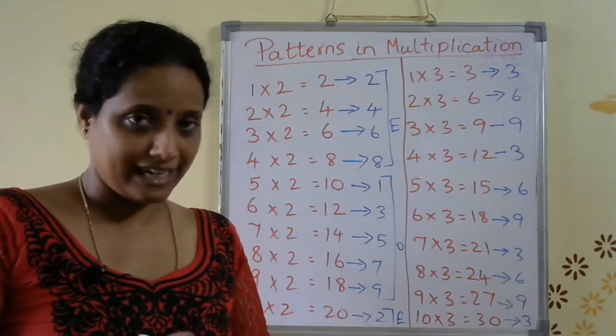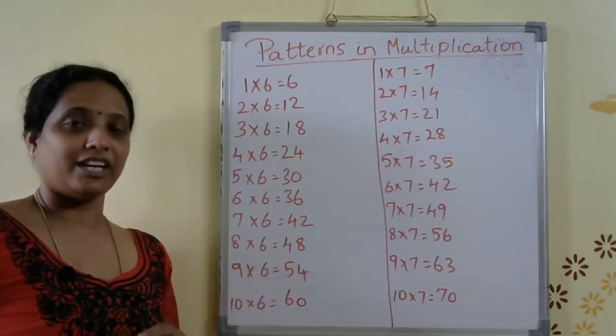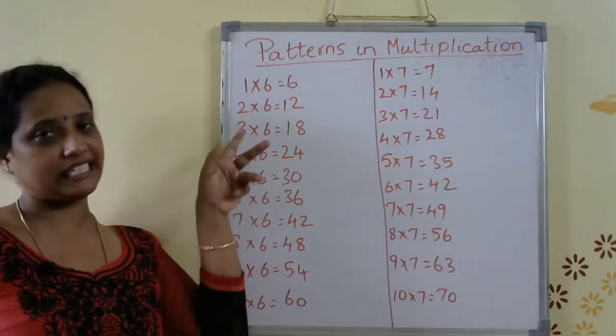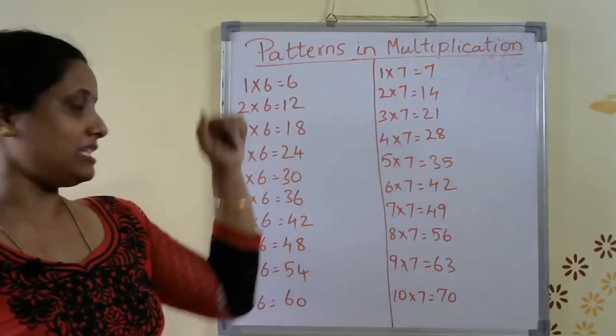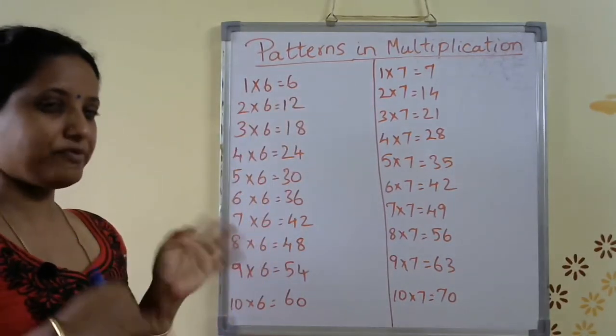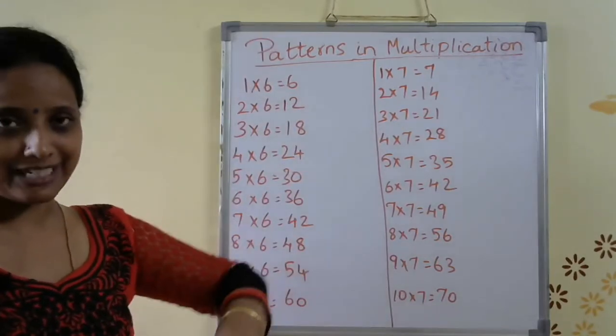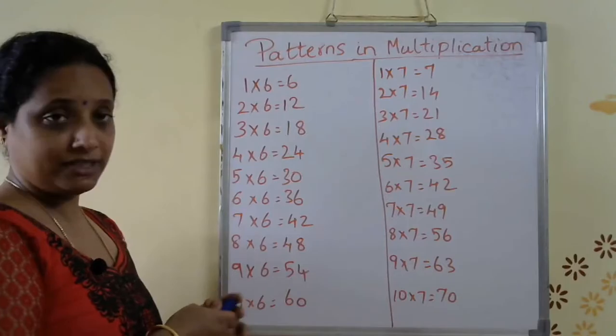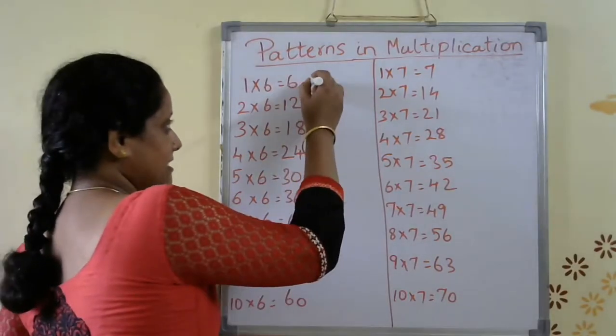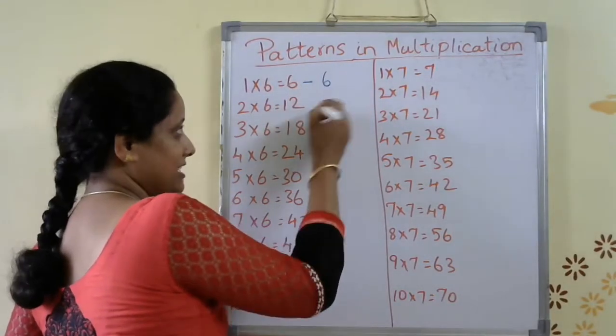Okay children, we will move on to the next table. Okay, the next table that I have written is 6 table and 7 table. We will see the pattern in this table. I have just dropped 4 and 5. So we can just move on with 6 and 7 table, right? So now with 6 table, here 6 is a single digit number. So I am going to take it as 6.